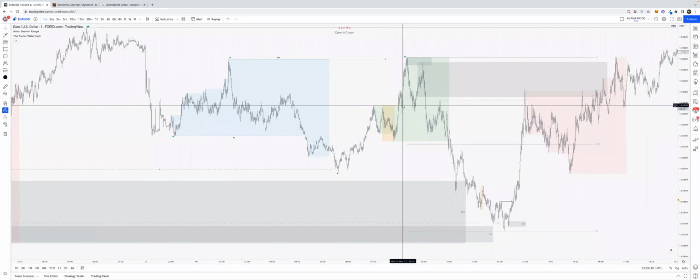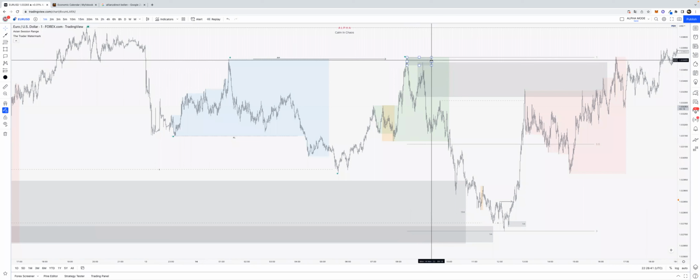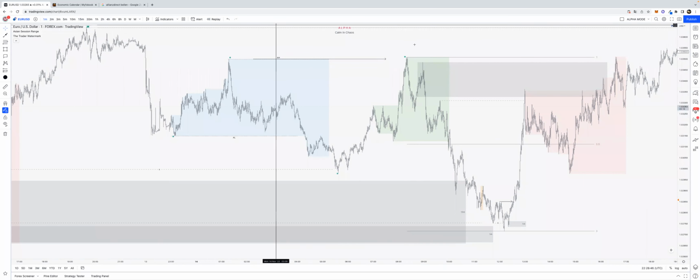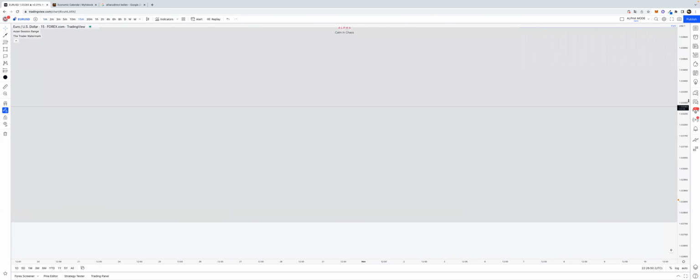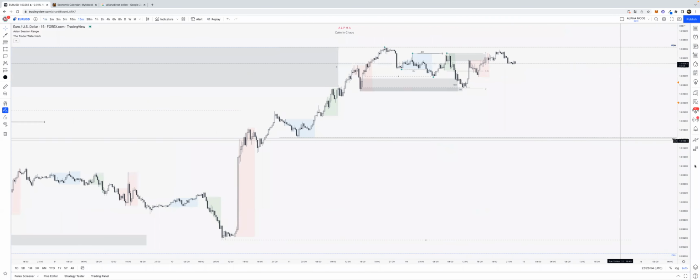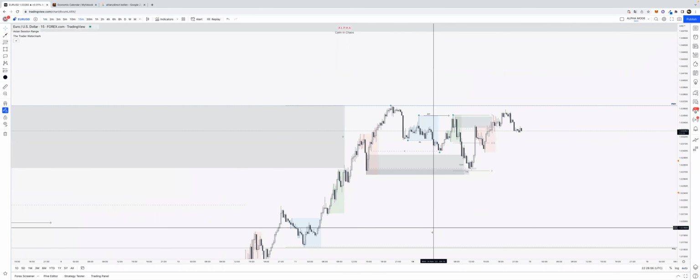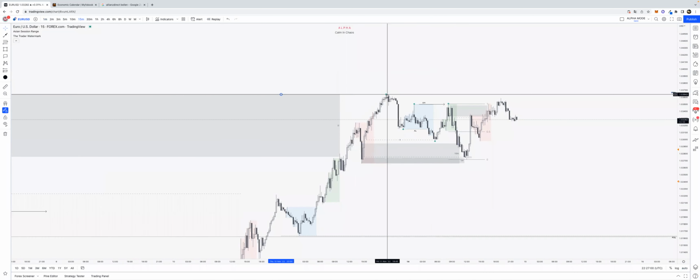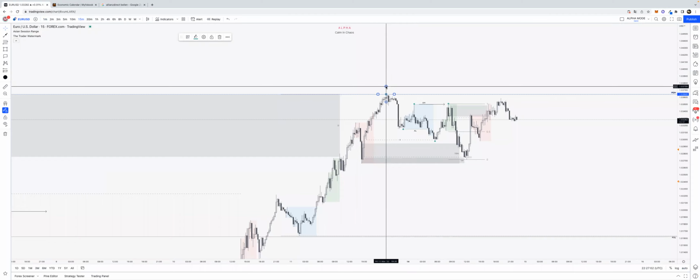And as you can see, price came even deeper into this discount after. So this was like a false bullish break. And we came deeper into the discount of this most recent bullish leg, I have to say.